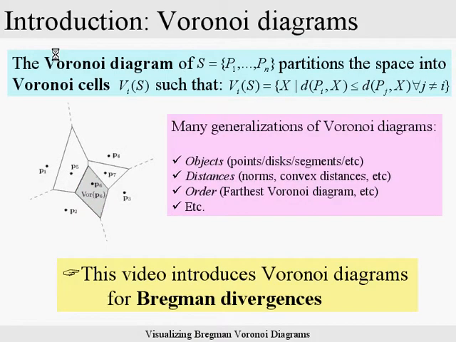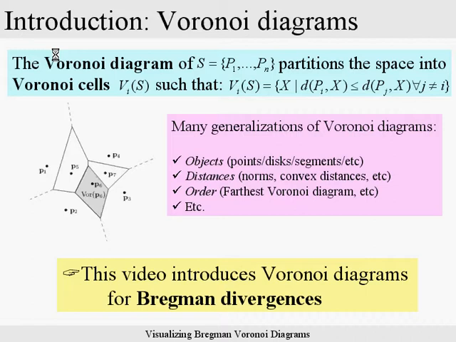The Voronoi diagram of a given set of points P1, P2, ..., Pn partitions the space into so-called Voronoi cells Vi of S, such that Vi of S is the locus of points that are closer to site Pi than to Pj, for j different from i.